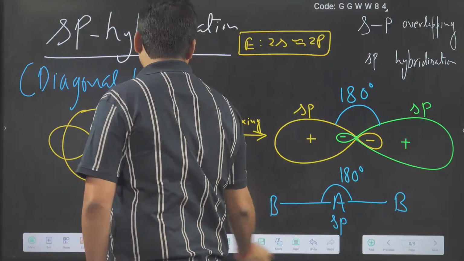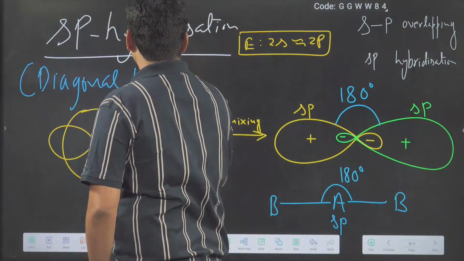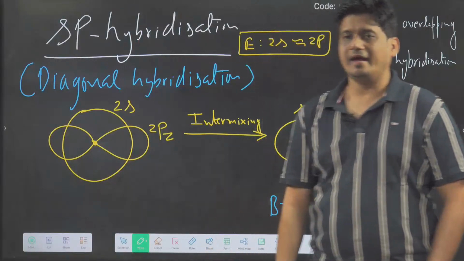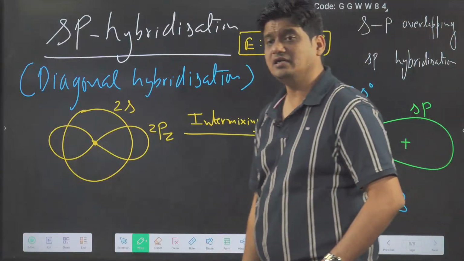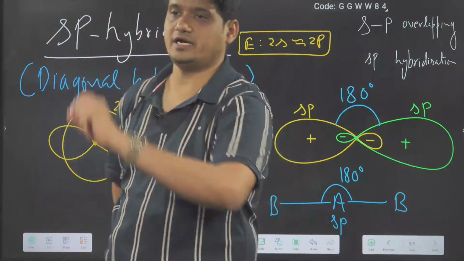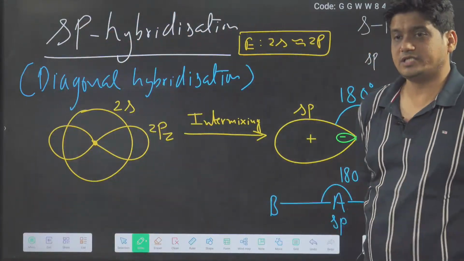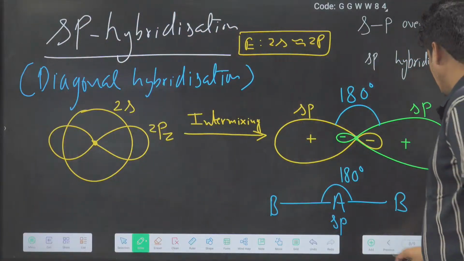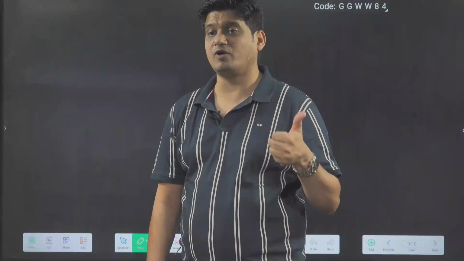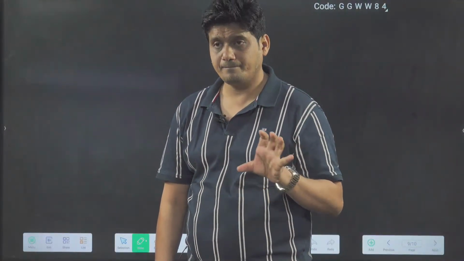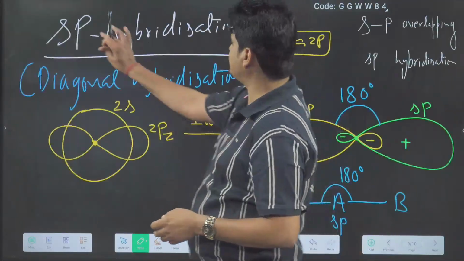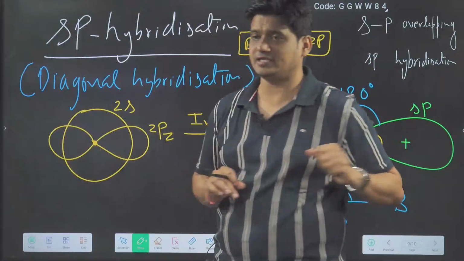Now, sp hybridization is also named diagonal hybridization. This is also given in the NCERT. Sir, why is this name given? See, if you want to learn the concept, you have to go for this type of question: why, how, what is the reason. So this sp hybridization is named diagonal hybridization.